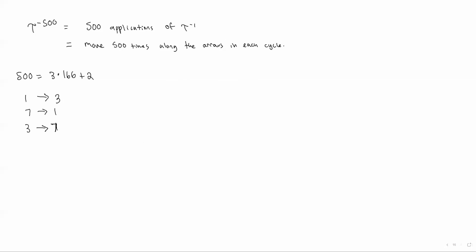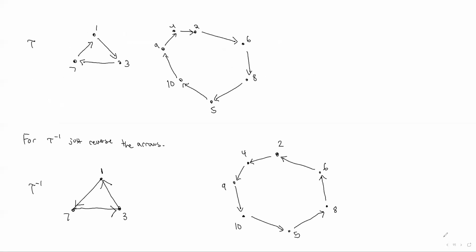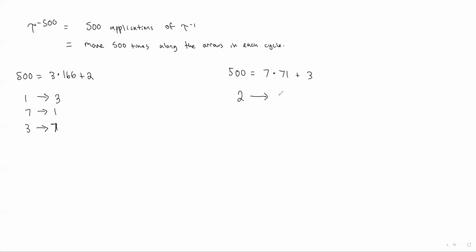And the other cycle has length 7. So we write 500 is 7 times 71 plus 3. So every element, for example, 2, will go around the cycle 71 times. It'll keep just going back to itself 71 times as you apply 500 applications of tau inverse. And then for the last 3, you'll just move 3 steps along the arrow. So it'll go to 10. So 2 will go to 10.